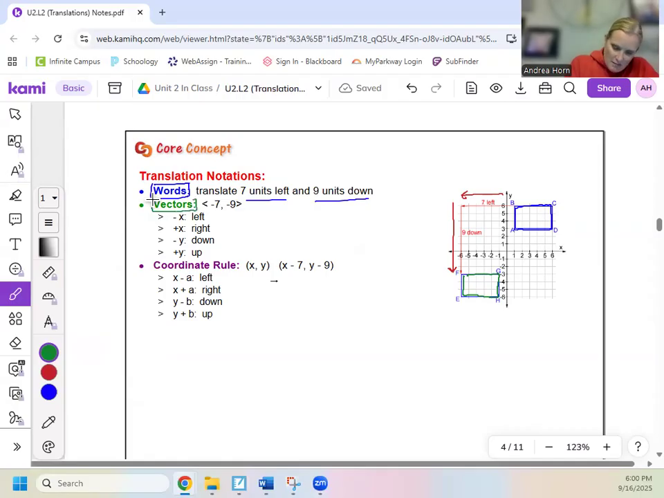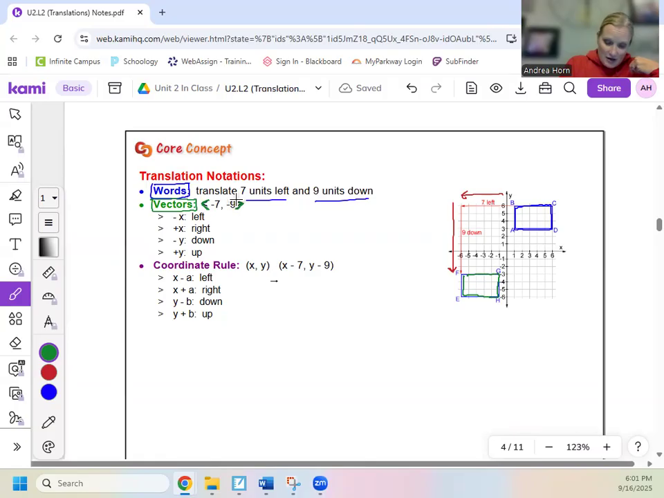Vectors are new, but what vectors do is tell us a distance and a direction. So notice they're a little bit different than points. Points typically have parentheses. Vectors have these inequality-like signs, almost like a hard bracket, okay? And you say, okay, but Miss Horn, that's just numbers. Well, why it's different is because it has those little arrows on the end, it's not an ordered pair. It's not representing a point. It's representing a distance and a direction.